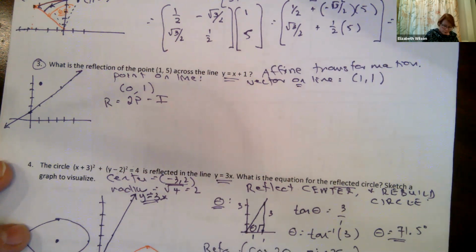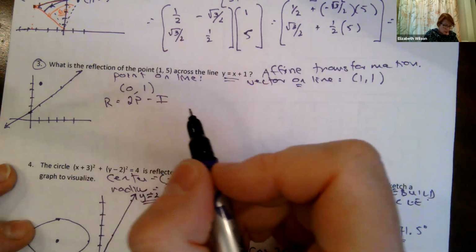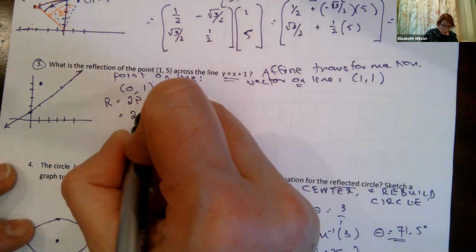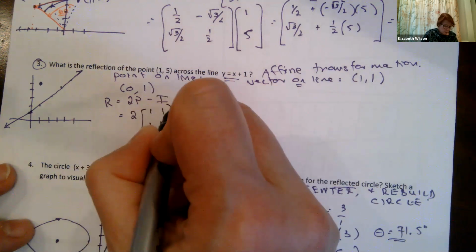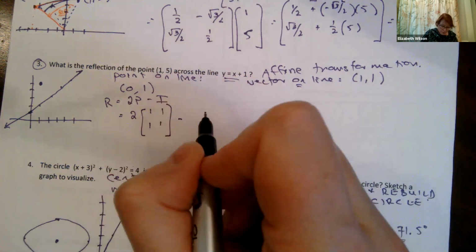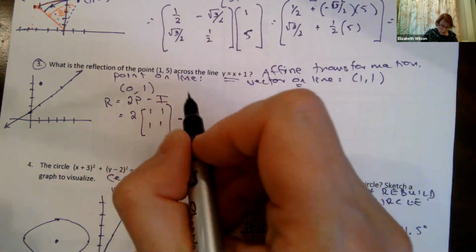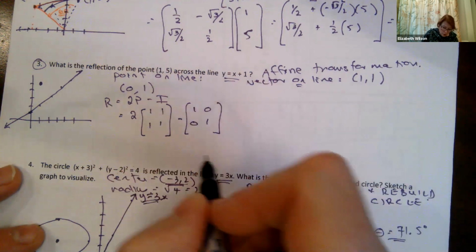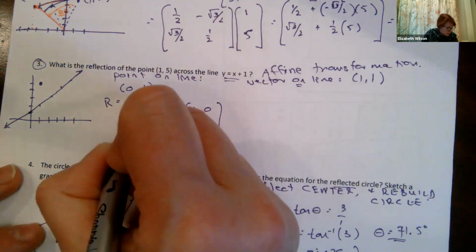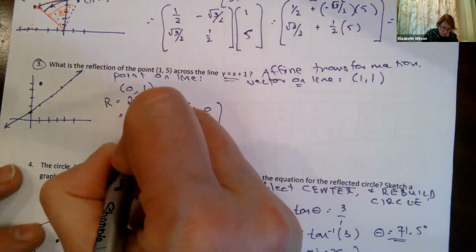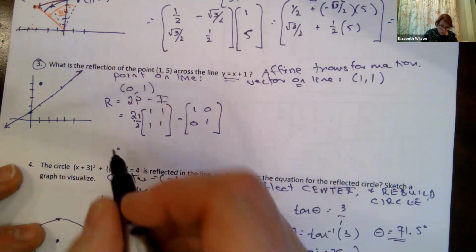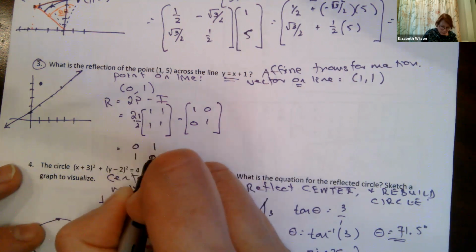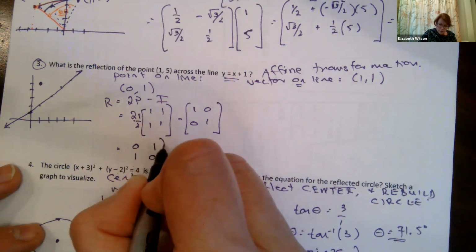All right, so let's see. This is going to be 2 times my projection matrix, 1, 1, 1, 1, times 1/2, minus the identity 1, 0, 0, 1, so this is just my reflection matrix. 2 times 1/2 just becomes 1, and 1 minus 1 is 0, 1 minus 2 is... so the matrix is 0, 1, 1, 0. Okay, so that's my reflection matrix.